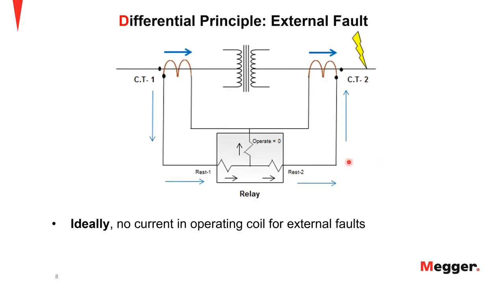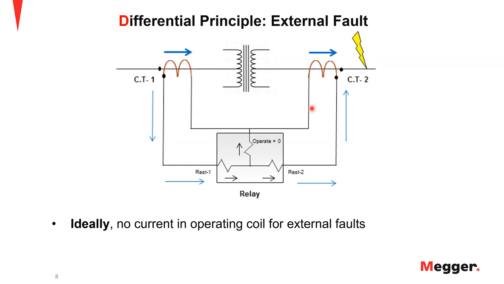So in this example, I have a transformer shown with the CTs on both sides. Obviously, the CTs are giving you the current information to the relay. And then I have considered an external fault. So the zone of differential protection is defined by the location of these two CTs. Anything that is in between these two CTs is said to be within the zone of protection.